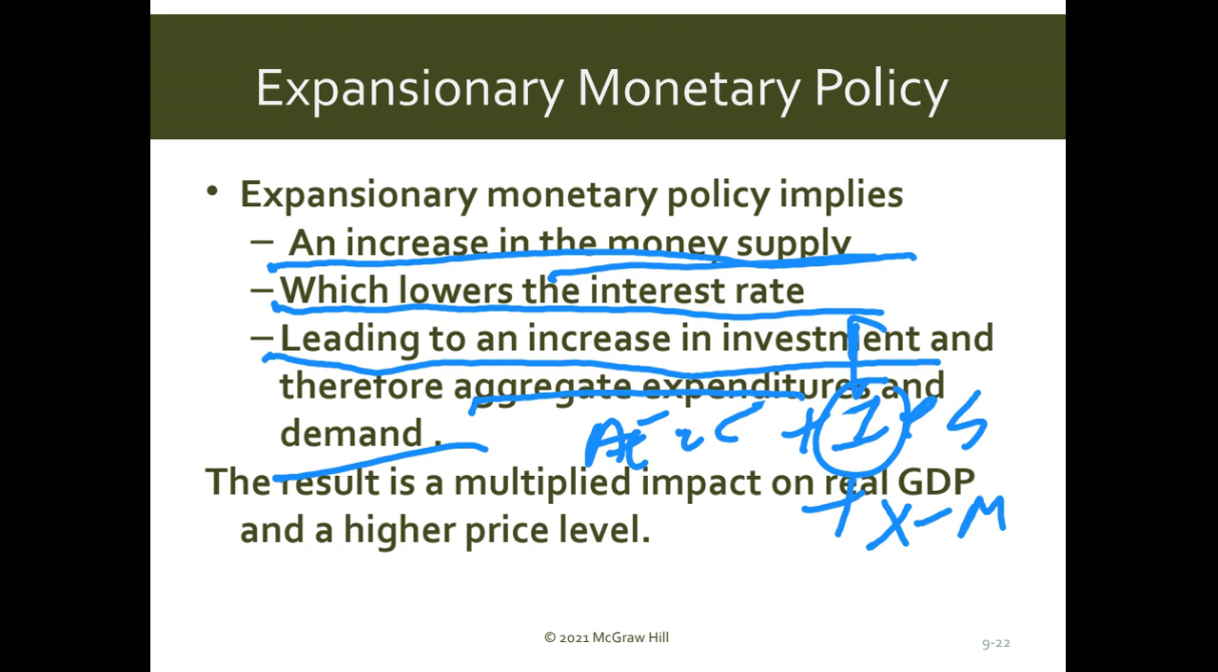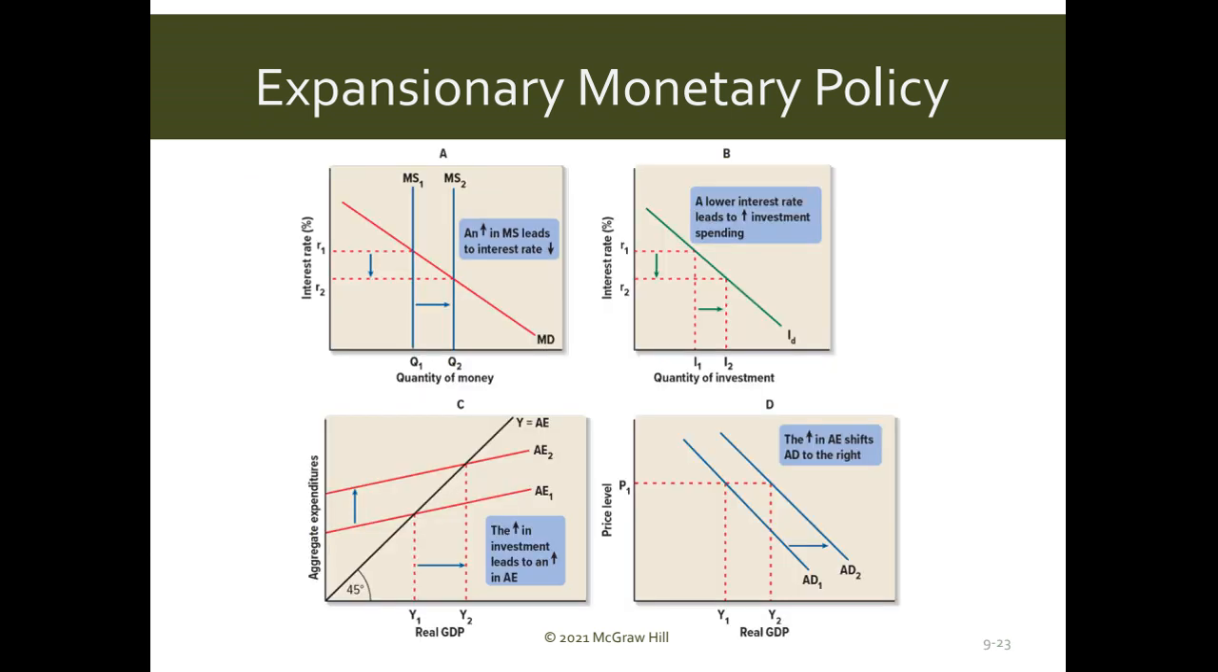So the result is a multiplied impact on real GDP and a higher price level. So there will be no unemployment in the country. Why not I show you a diagram that we also drew in chapter number 7. So these are the 4 diagrams. We start, because since money market is not directly related to product market, we have some connectors. So we started from here.